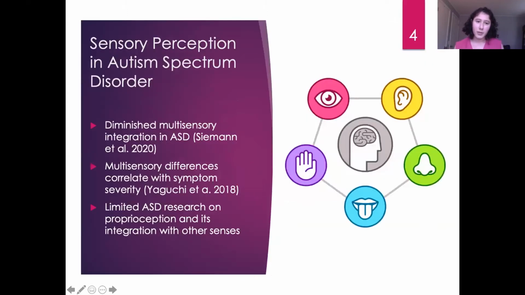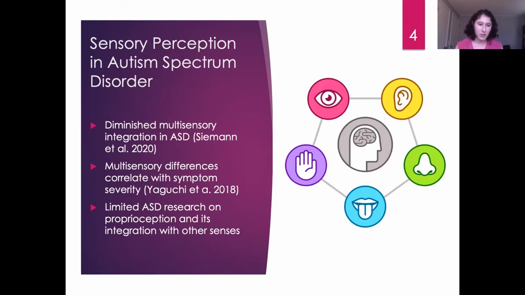So I'll also talk a little bit about sensory perception in autism spectrum disorder. And there has been a lot more research about this in the last few years with a focus on diminished multisensory integration in autism. And when I say multisensory integration, that means when you're detecting something that has stimuli from multiple sensory domains. So let's say that there's a fire truck coming around the corner and you can see the flashing lights and hear the siren, and your brain is able to pair those two together as coming from the same source. So that would be multisensory integration.